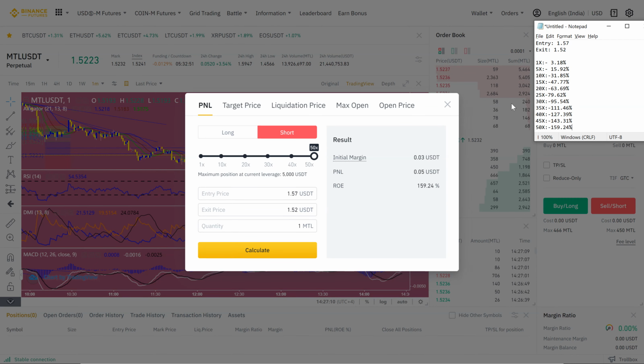Okay, I will not make any change to the entry and exit price. So this is how it looks. At 1x you can capture the same move, that is you enter at 1.57, exit at 1.52, and when I say 1.57, I mean 1.5700 and 1.5200. So you make 3.18% at 1x. Make it 5x, you make 15.92%, you make it 10x. So as you can see, these are simply getting multiplied.